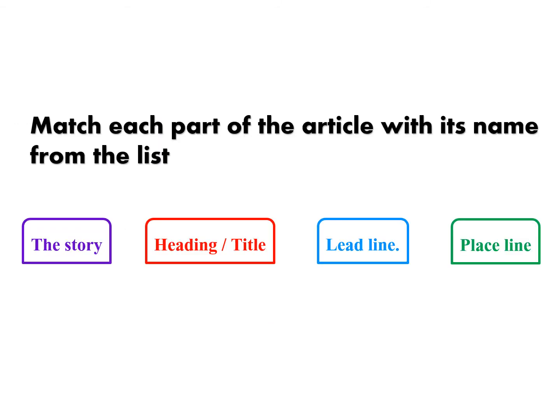Here is another exercise. Now, I'd like you to match each part of the article with its name from the list. And the list is the story here in purple, heading or title in red, the lead line here in blue, and the place line in green.